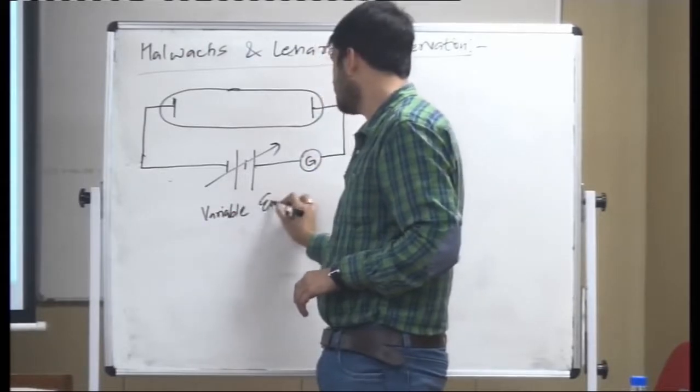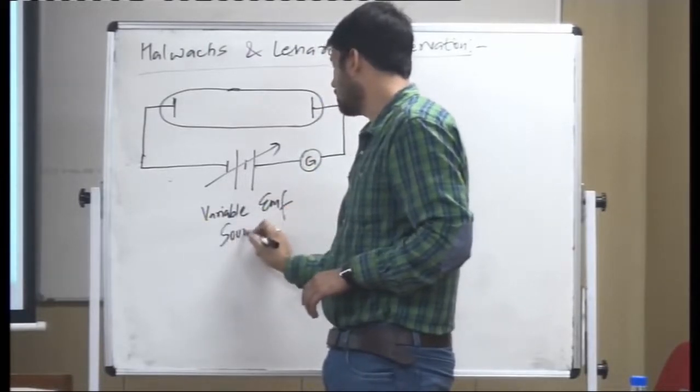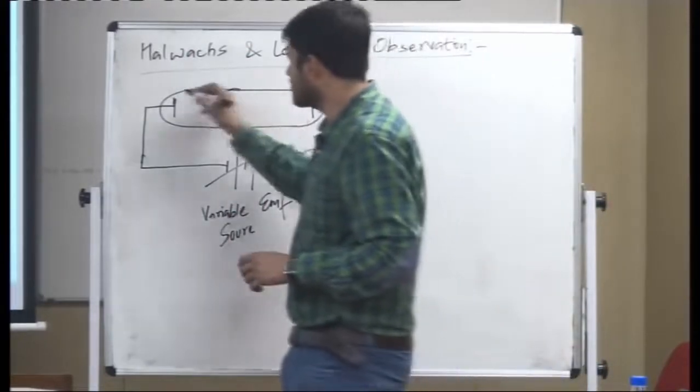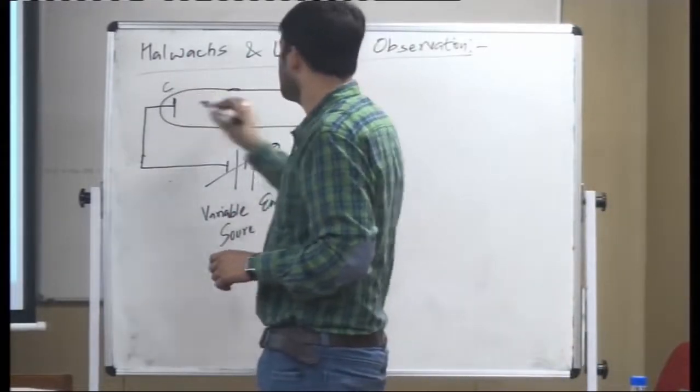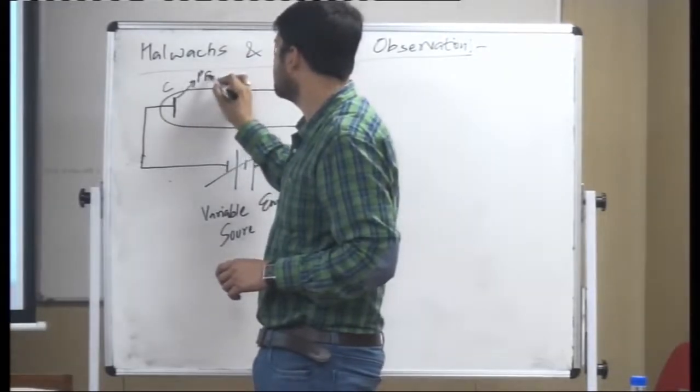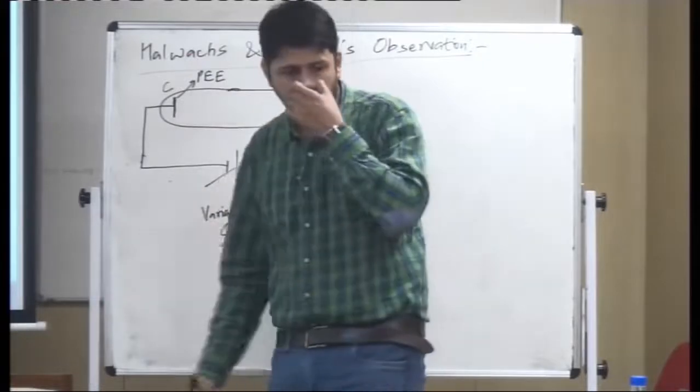Variable EMF source, while G is the galvanometer. This is the cathode and this is the anode. The cathode is actually a photoelectric metal. What was their observation?